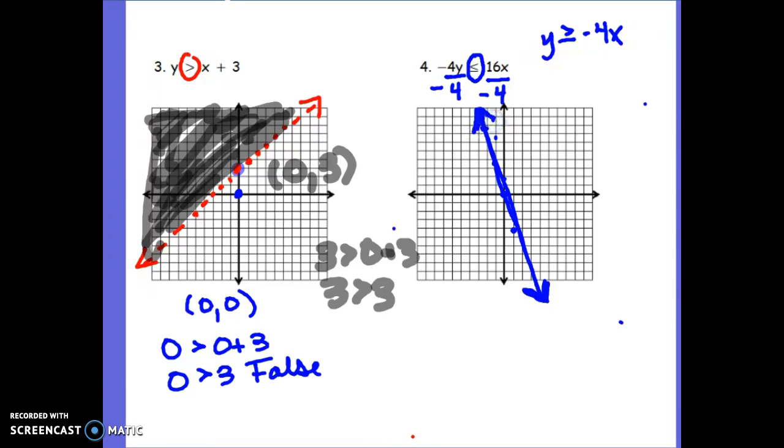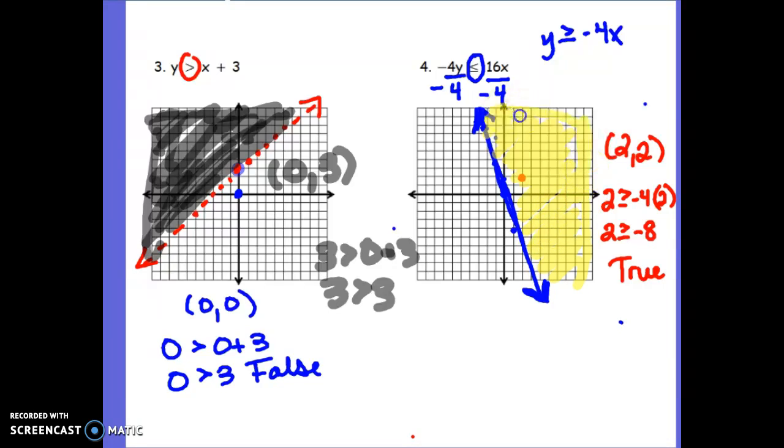Okay, now we're going to test a point, but we can't test (0, 0) because it's right on the line. So let's pick another point. I'll do, again, (2, 2). Let's check that point. If I plug in (2, 2), I've got 2 is greater than or equal to negative 4 times 2, or 2 is greater than or equal to negative 8. Well, that's a true statement. So because that's true, I'm going to shade everything on this side of the line. Okay. All right, so that's how we do our shading.